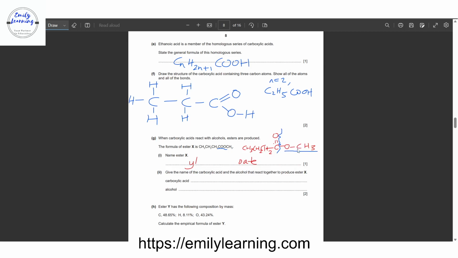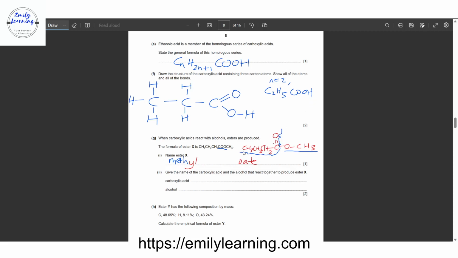From the alcohol part, it only has one carbon. One carbon is methyl, so it comes from methanol. It's just one carbon. Next, the acid part has 4: 1, 2, 3, 4. Don't forget to count the C double bond O. The C from the C double bond O is also a carbon. So there are 4 carbons from the carboxylic acid.